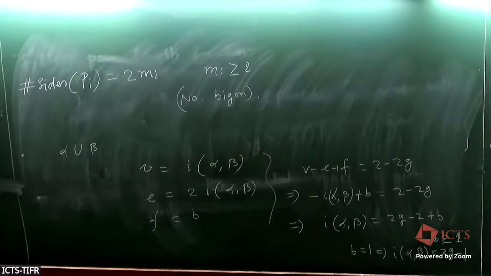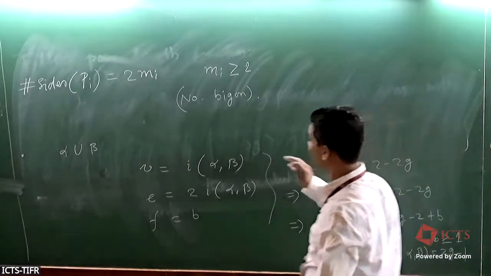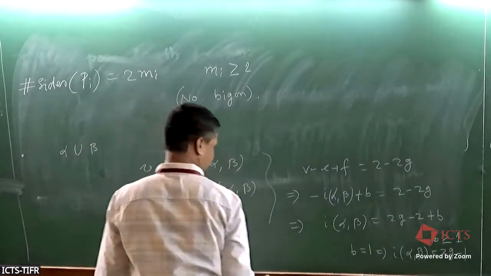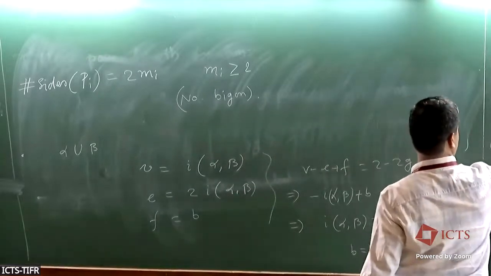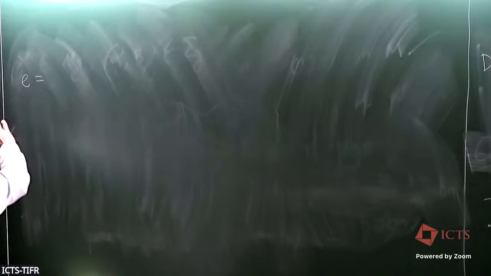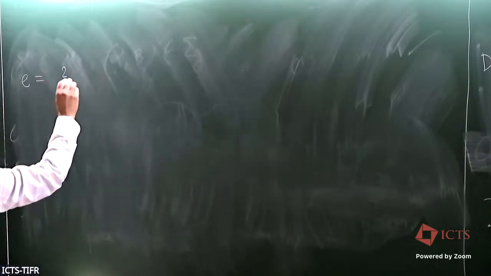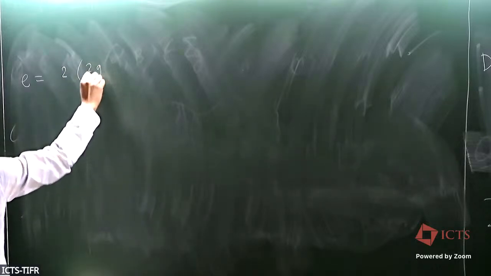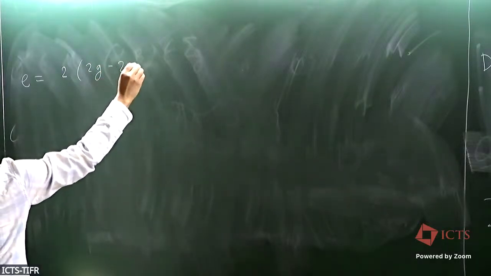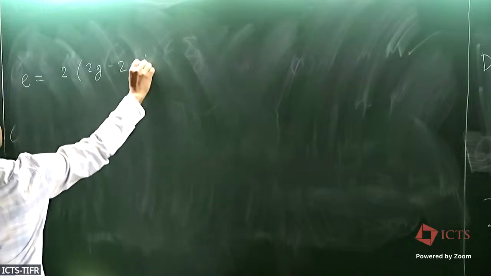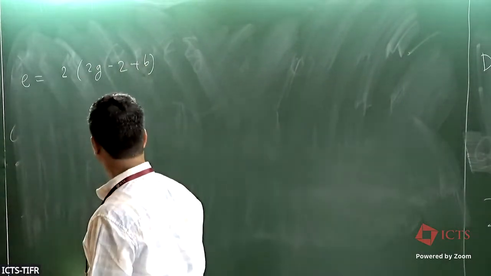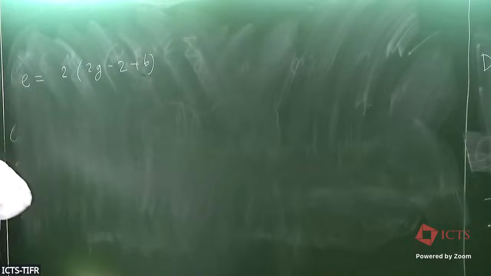Okay, so now, E is equal to 2 times the intersection number between alpha and beta, and that is E equal to 2 times (2g minus 2 plus B).